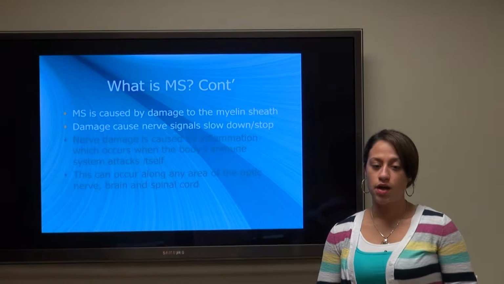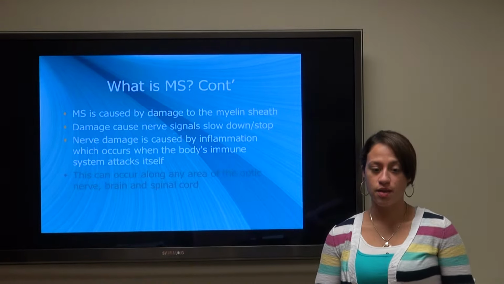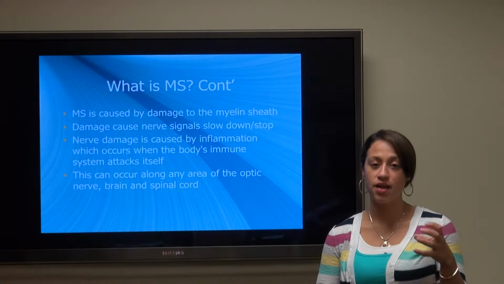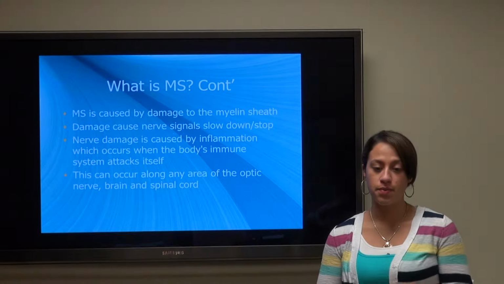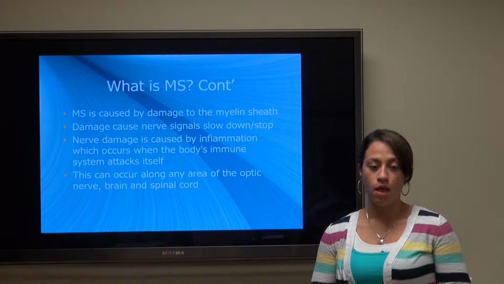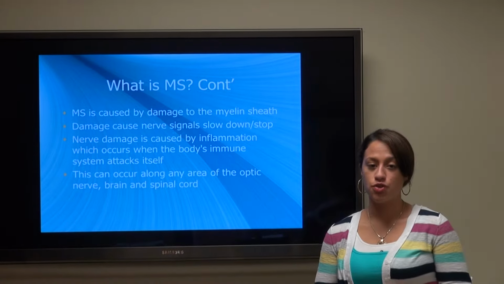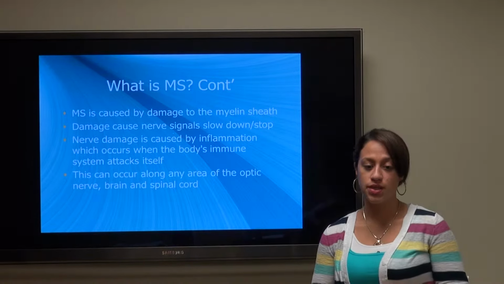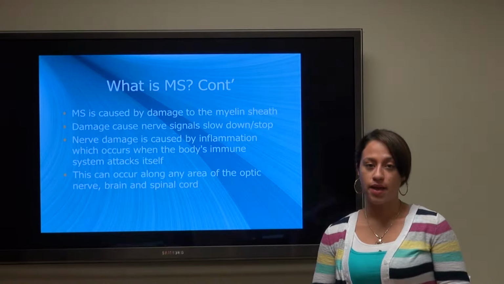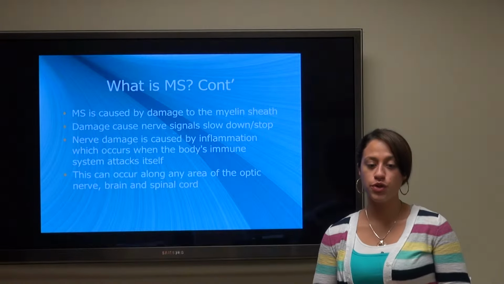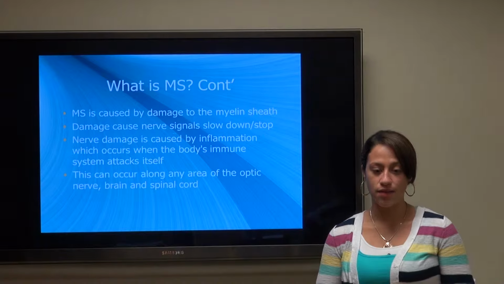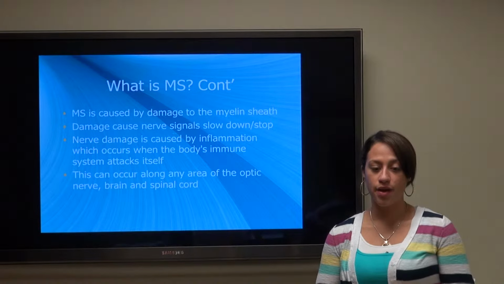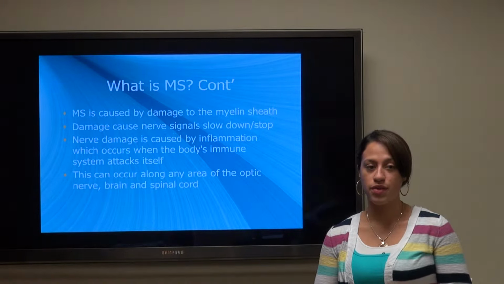So MS is caused by damage to the myelin sheath. The myelin sheath is basically a fatty covering that allows nerve impulses to travel through the nerve cell. Damage causes nerve signals to slow down or stop. Nerve damage is caused by inflammation, which occurs when the body's immune system attacks itself. This can occur along any area of the optic nerve, the brain, or the spinal cord.